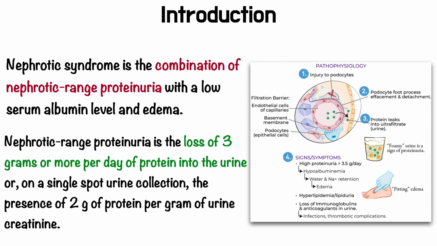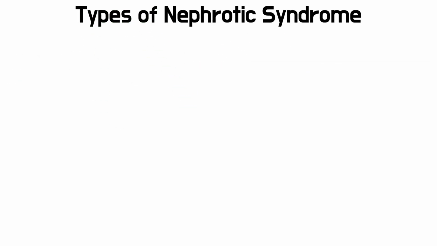We will be talking about each of them in detail, like injury to podocytes, how that happens, how the protein leaks happen, and the signs and symptoms. There is a mnemonic for that too. We'll be talking about that, but first let's talk about the types of nephrotic syndrome.